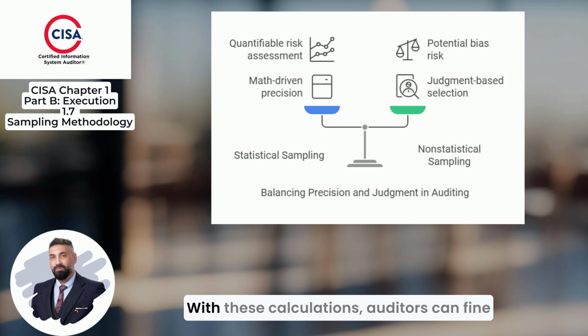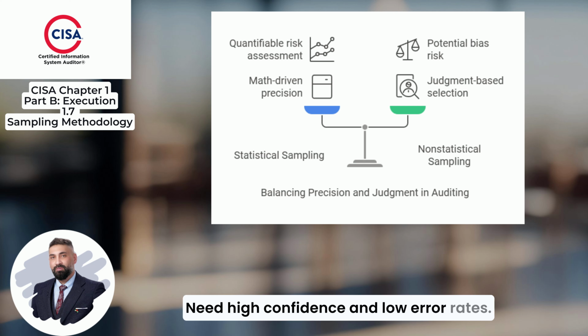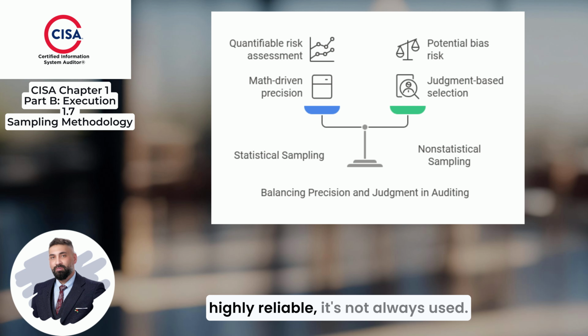A common confidence level is 95%, which means you're willing to tolerate a 5% chance that your sample doesn't quite represent reality. With these calculations, auditors can fine-tune their level of precision. Need high confidence and low error rates? Be ready to pull a large sample size. Less precision? Then a smaller sample might suffice. While mathematical rigor makes statistical sampling highly reliable, it's not always used. It isn't always practical or necessary.